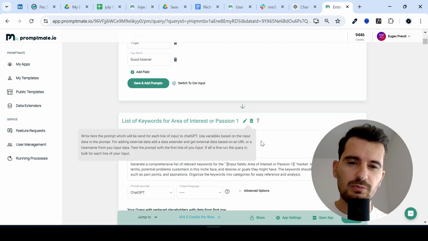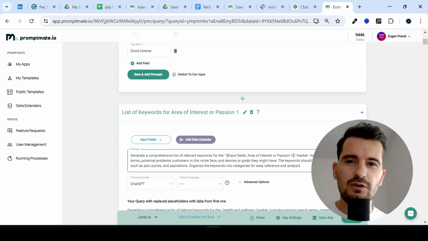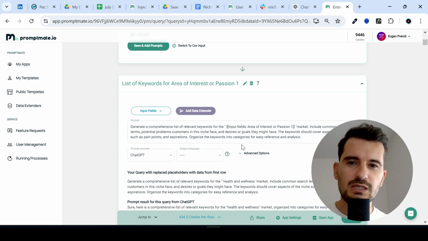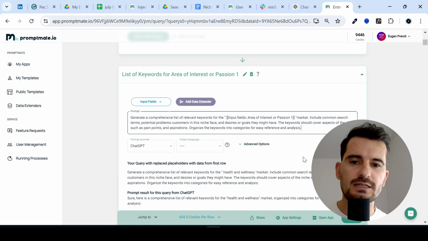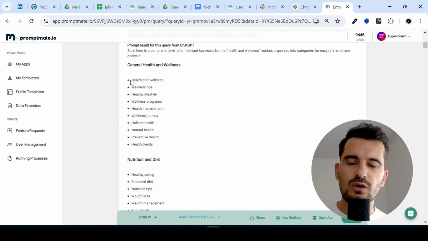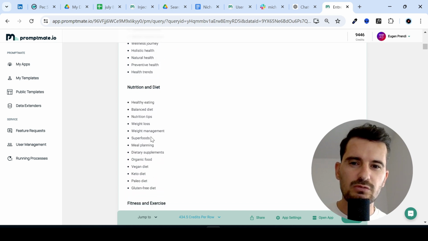So the first prompt, the first step actually, will just find a list of keywords for area of interest or passion 1. So the prompt says generate a comprehensive list of relevant keywords for the input, the area of interest or passion 1 market. Include common search terms, potential problems customers in this niche face, and desires or goals they might have. The keywords should cover aspects of the niche such as pain points and aspirations. Organize the keywords into categories for easy reference and analysis.